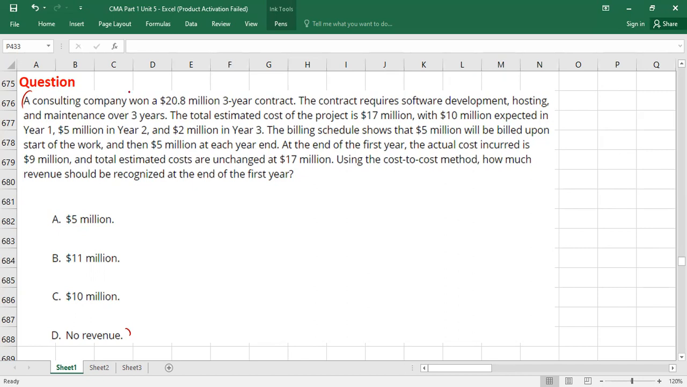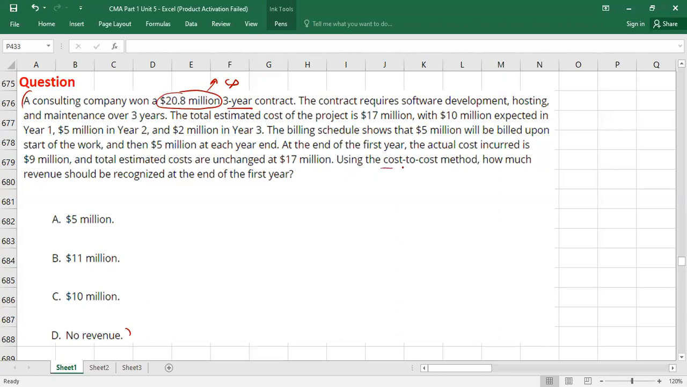They're saying a consulting company won a 20.8 million three-year contract. Actually, this 20.8 million is your contract price. Okay. And project life is how many years? 3 years. And please also read the requirement. Always try to read the requirement first. You will be more specific then.